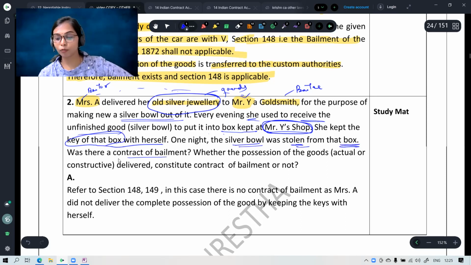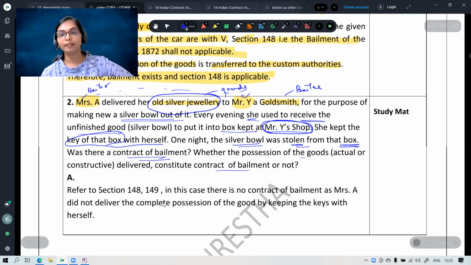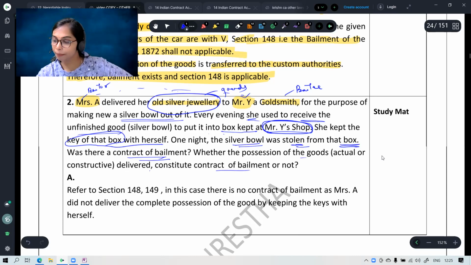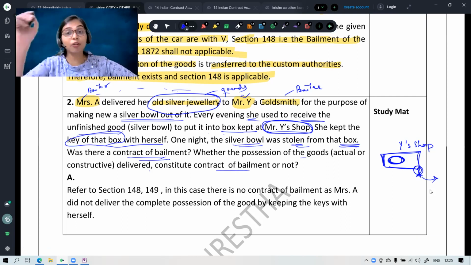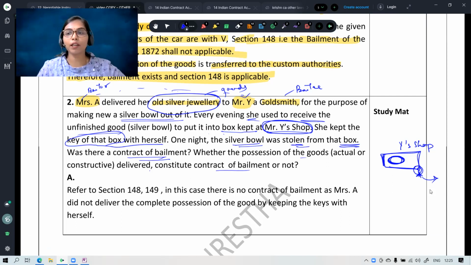Was it a contract of bailment? Does the delivery of possession of the goods, actual or constructive, constitute a contract of bailment or not? Now she kept the unfinished silver bowl in a box in Y's shop, but the key she took with her. She didn't keep it in Y's hands. If she would have kept it in Y's hands, then it would be a contract of bailment, and she could also ask him to give back the goods.